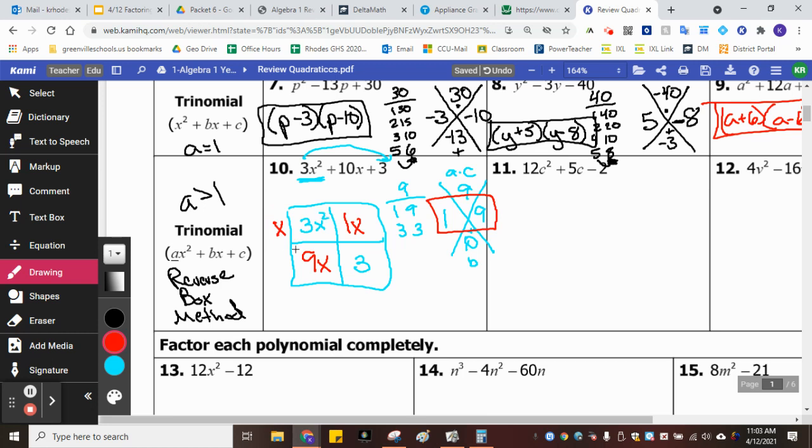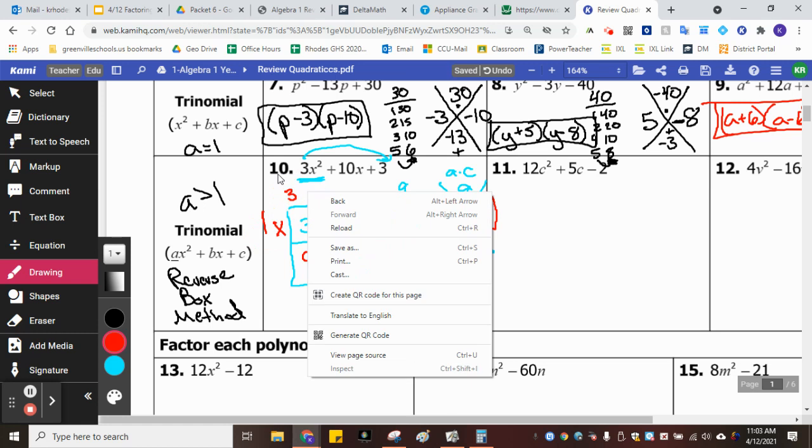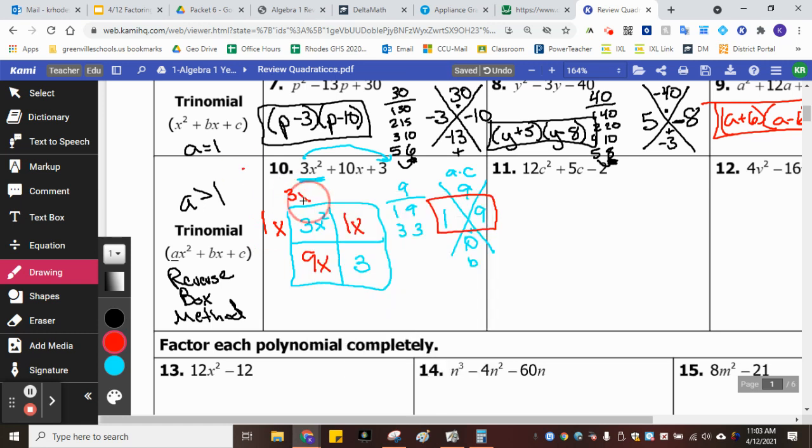3x squared. The easiest way to finish from there is x times what gives me 3x squared. Start with the number. 1 times 3 gives me 3. x times x gives me x squared, so 1x times 3x is 3x squared. 1x times 1 is 1x. 3x times 3 is 9x. And then just to check, 1 times 3 is 3.